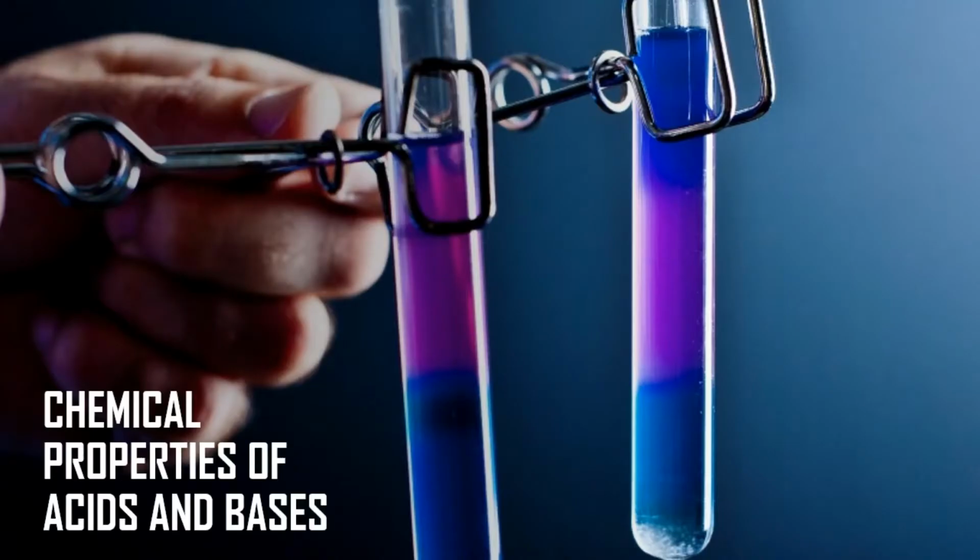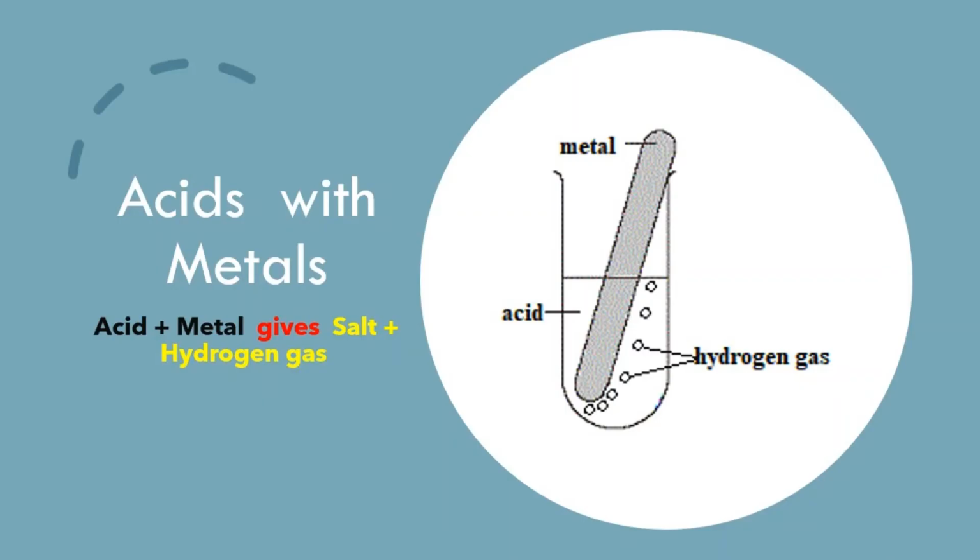Now let us look at the chemical properties of acids and bases. How do they react with each other? How do they react with metals and non-metals, etc. So what happens when acids and bases react with metals? We find out that when acids react with metals, they release hydrogen gas along with the formation of salt.